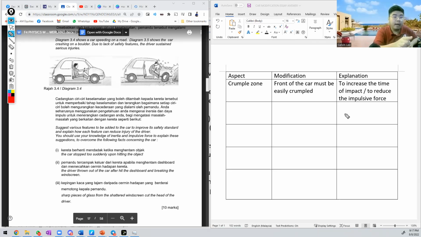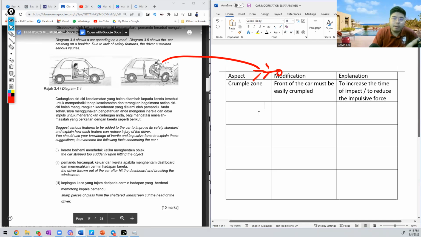Second, the driver is thrown out of the car after hitting the dashboard and breaking the windscreen. That means the person hit the windscreen, it cracked, and then he flew out of the car. Now, if you get crushed inside, it's already one of the problems. Furthermore, now you are thrown outside. Wow, you are going to land 5 meters in front here. You are going to get a concussion. And given the kind of bumps on our Malaysian road, you are probably going to lose an arm. Okay. Correct. Yes. So, what should we do to prevent this from happening?